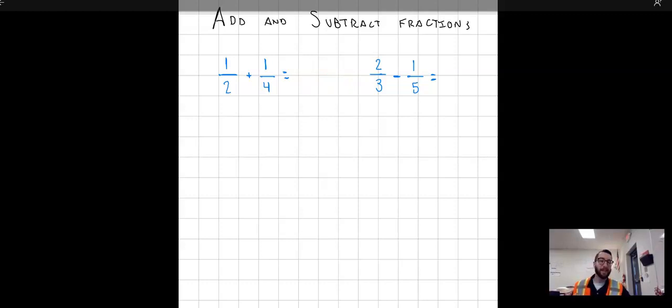What you need is a common denominator, right? The denominator is the bottom number on the fractions, and so the bottom number needs to be the same. If I look at this first example, I have 2 and 4. So what you need to do is figure out, well, what is a number that 2 and 4 both go into? Well, they both go into 4, right? 4 times 1 is 4, and 2 times 2 is 4.